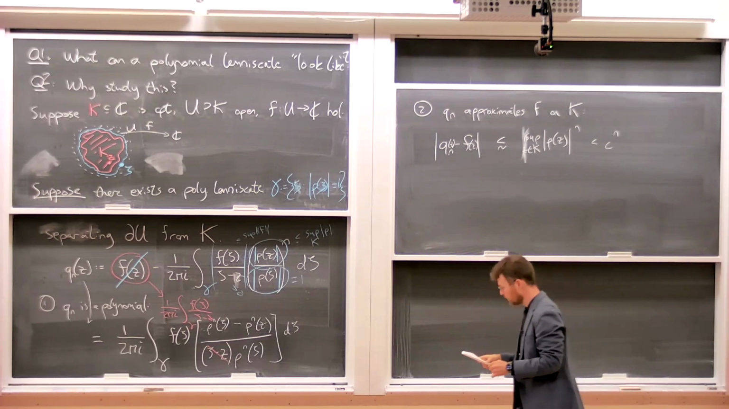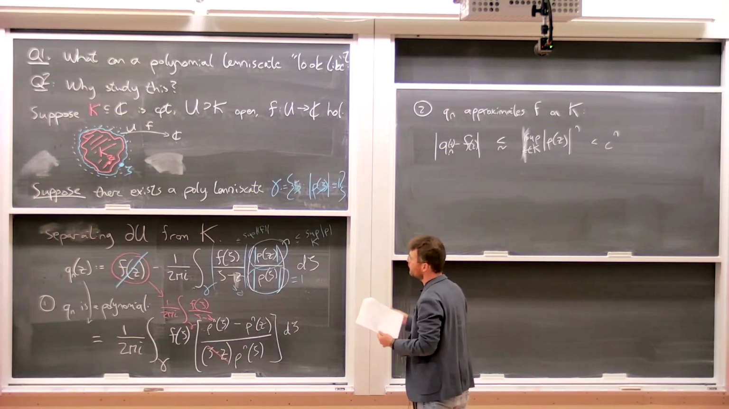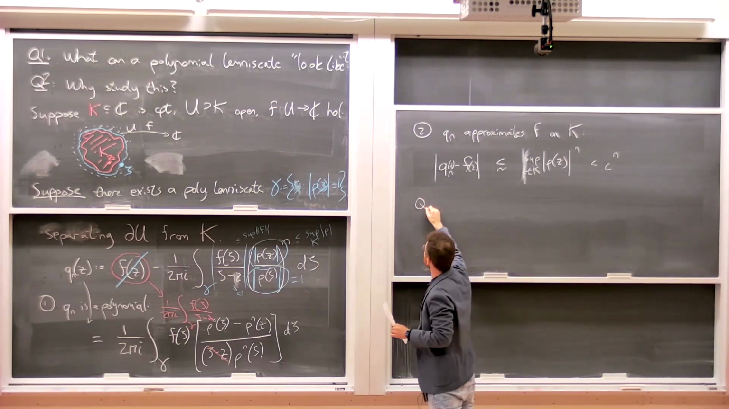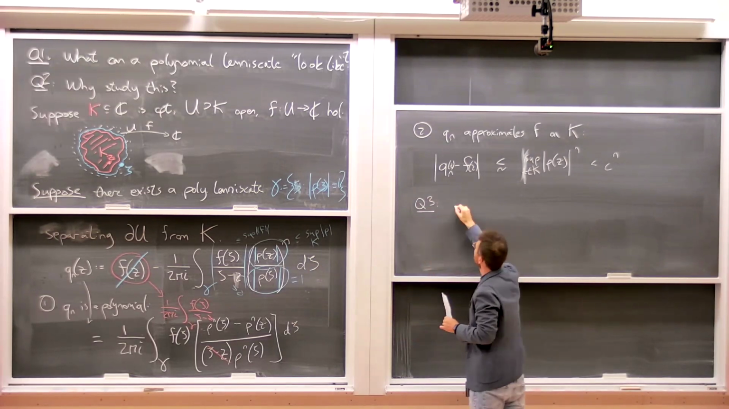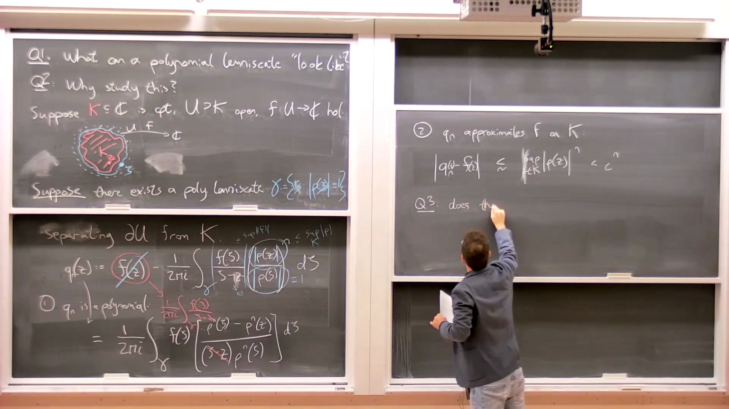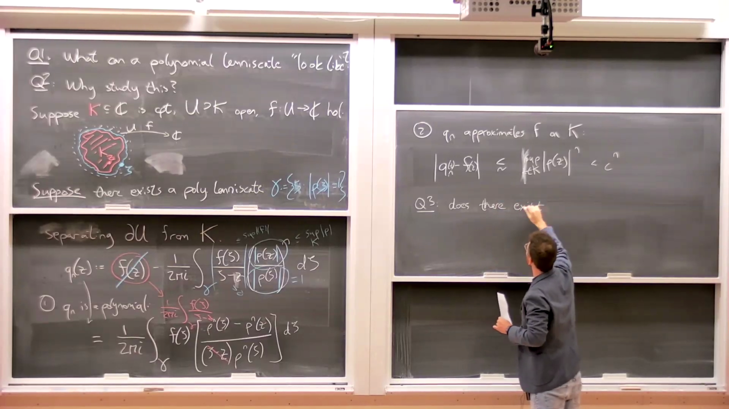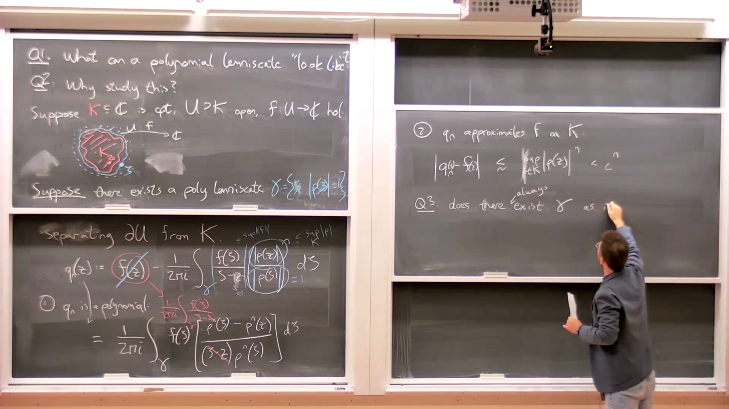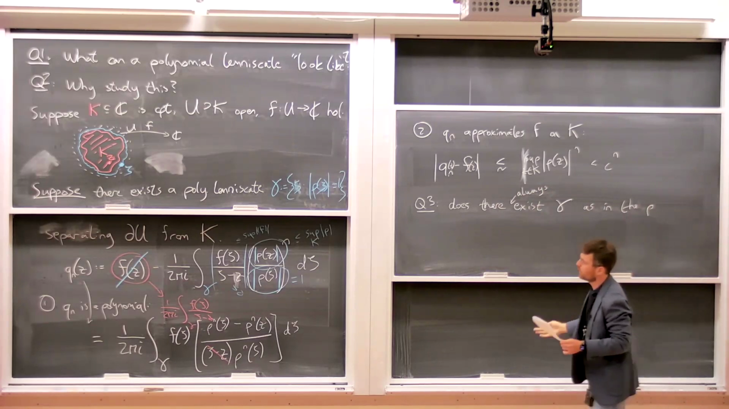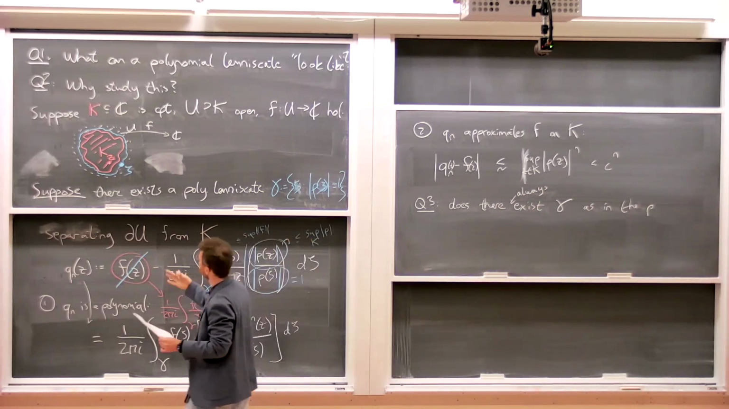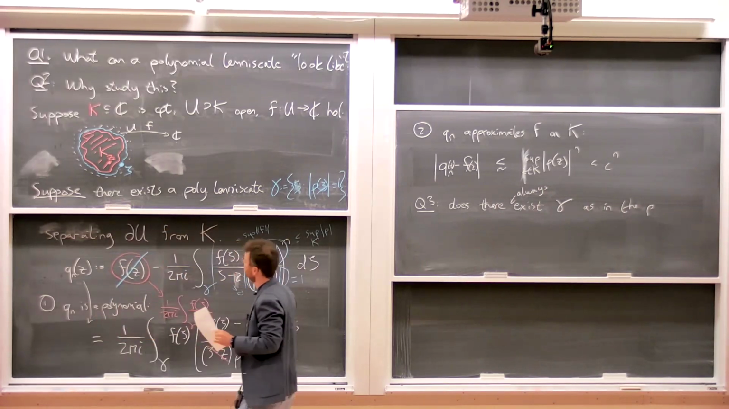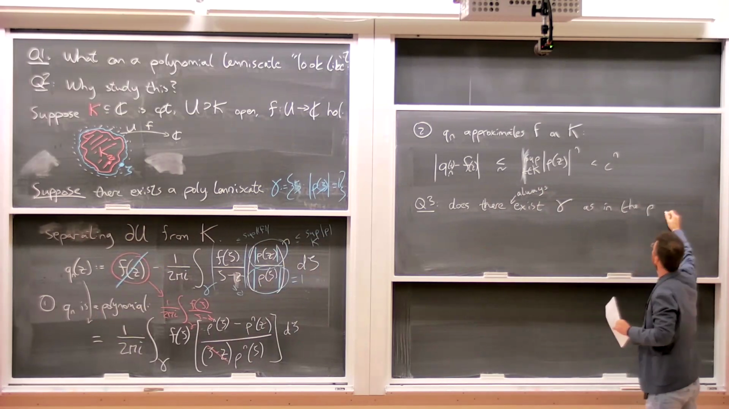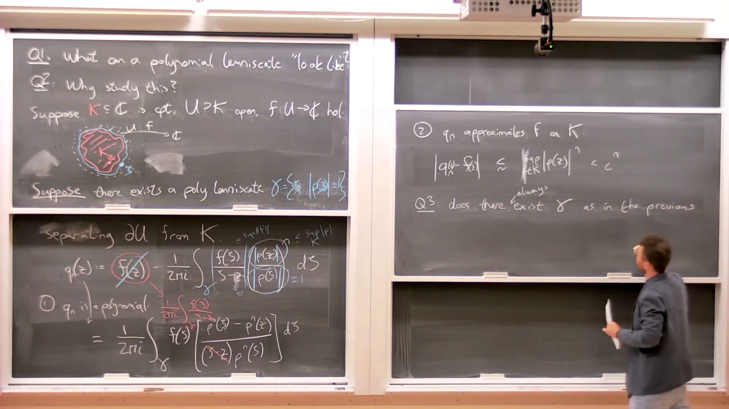Okay, not bad. Right, so does there exist such a polynomial lemniscate? So, question, you can call this question 3: does there always exist gamma as in the previous arguments? So given a compact set and a neighborhood of that compact set, can you always find a polynomial lemniscate separating the compact set from the boundary of that open set, as in the previous argument?